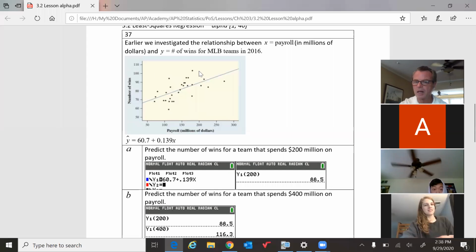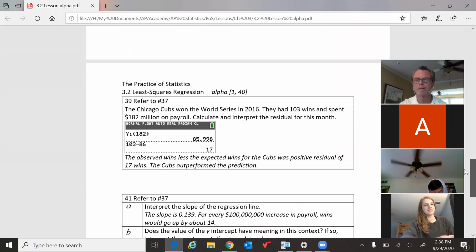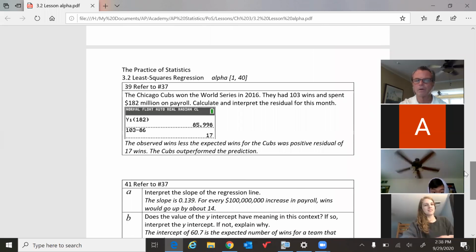The Cubs have a positive residual because their number of wins is higher, if you drop this perpendicular down, than the line predicted. How do I quantify that? We put the money they spent into the regression equation, and it's telling you they would win 86 games. They won 103. So they have a positive residual of 17 wins.